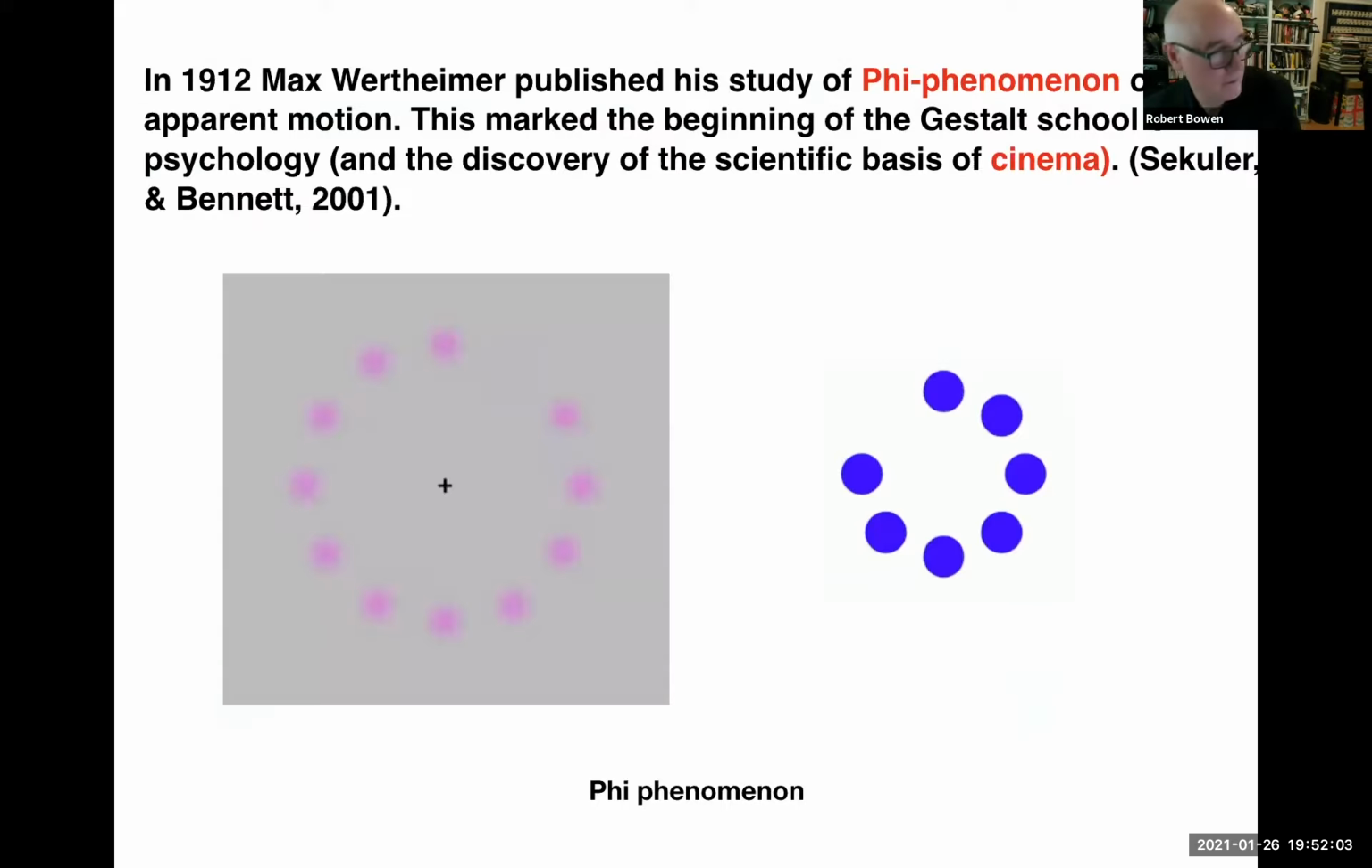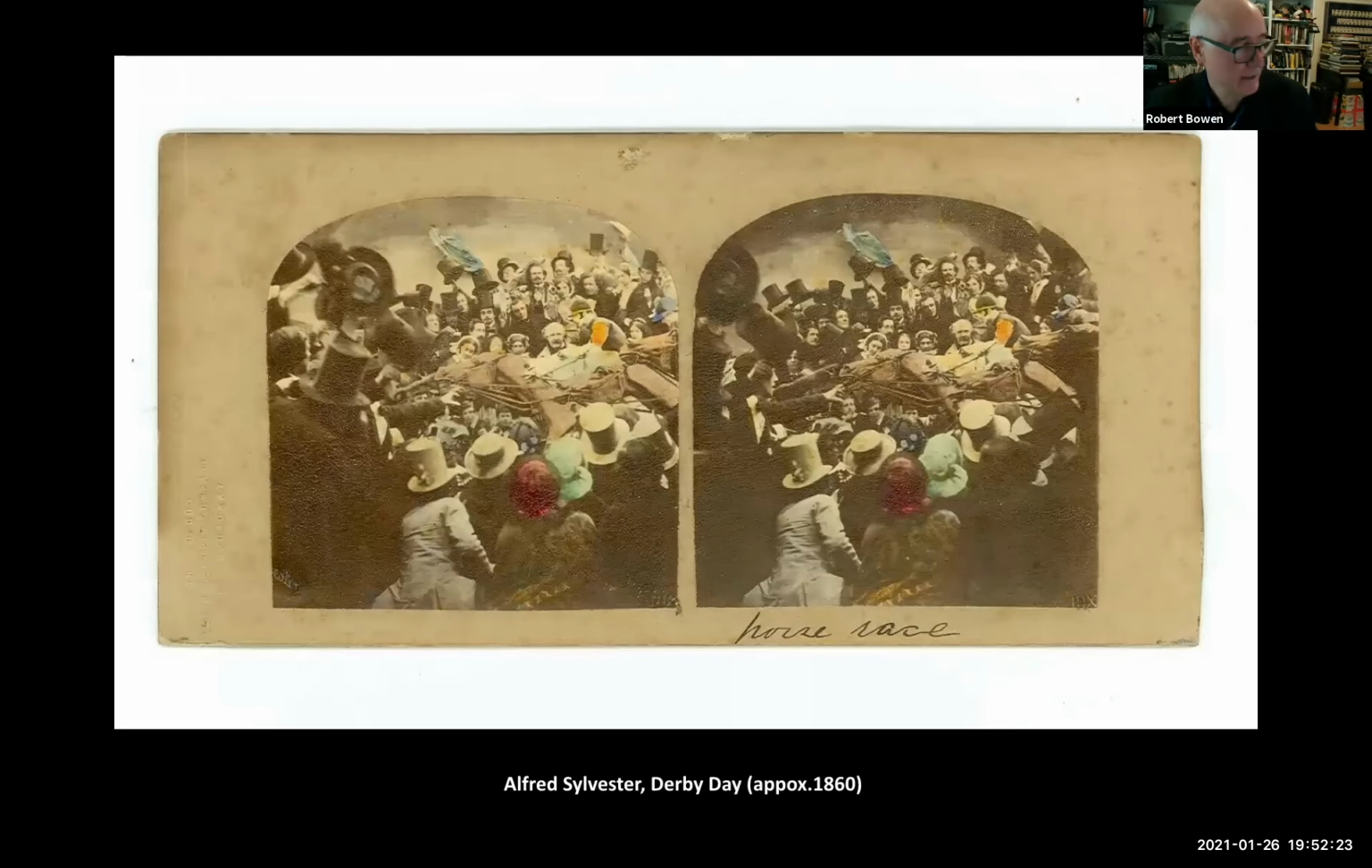Oops. And so this is the scientific basis of cinema. And it's sort of the founding experiment of the Gestalt school. So both Gestalt and the scientific analysis of cinema come from this phi phenomenon. Okay. Moving backwards in time for a moment.